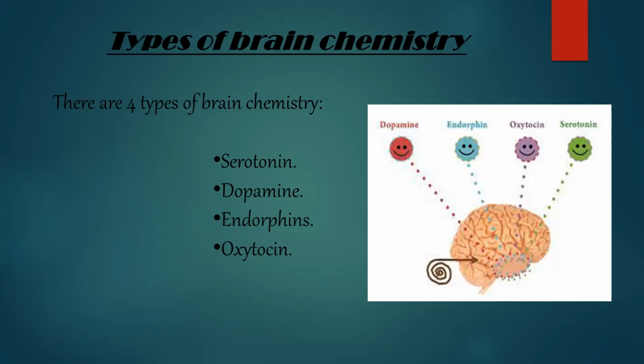What do endorphins do? Endorphins are chemicals your body releases when it feels pain or stress. They are released during pleasurable activities such as exercise, massage, eating, and sex too. What is oxytocin?